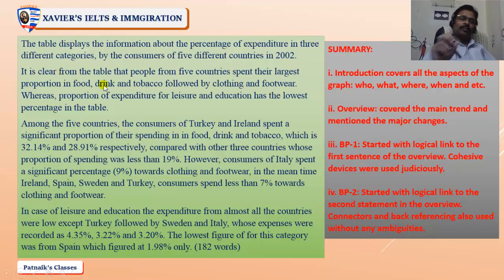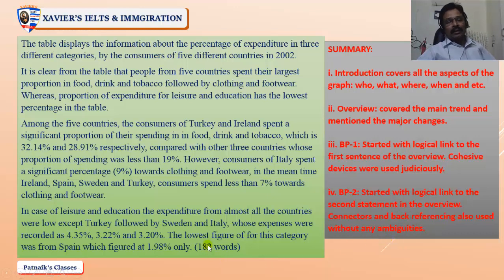So I tried to cover the first 2 categories in the first section of my overview, and in the second section I covered the last category, right? And then BP1 started with a logical link to the first sentence of the overview. Cohesive devices were used judiciously. I tried not to repeat the connectors again and again, right? So I tried to use different connectors just to show that I can establish links while writing the task, right? And then BP2 started with a logical link to the second statement in the overview.